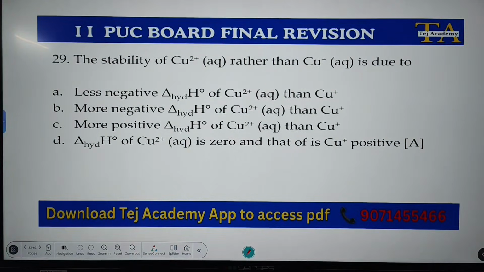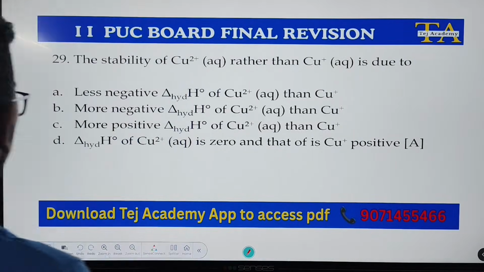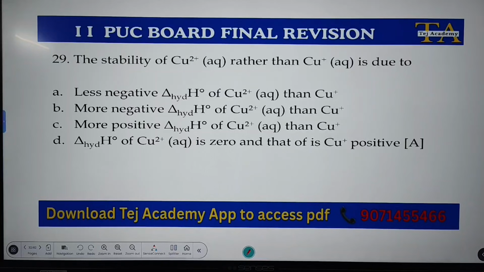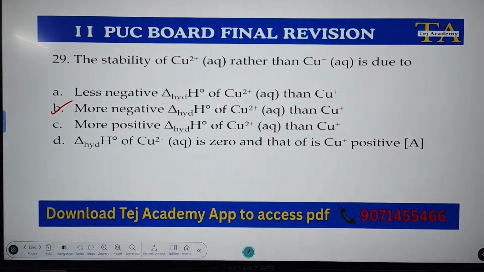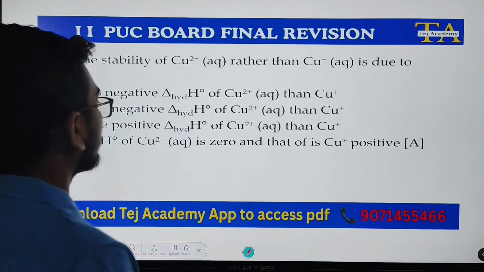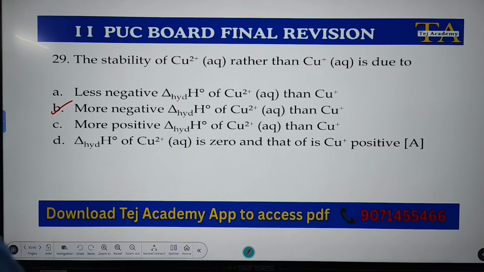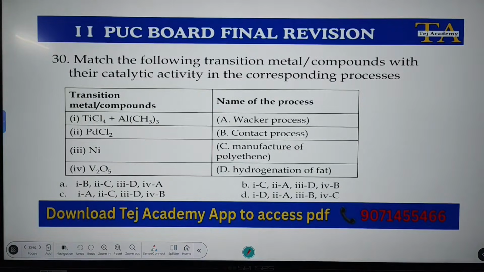For 29th, the stability of Cu2+ aqueous rather than Cu+ aqueous is due to, so just now we saw here, for the 29th question, B is the right answer. More negative hydration enthalpy of Cu2+ than Cu+. Yes. For 30, match the following.